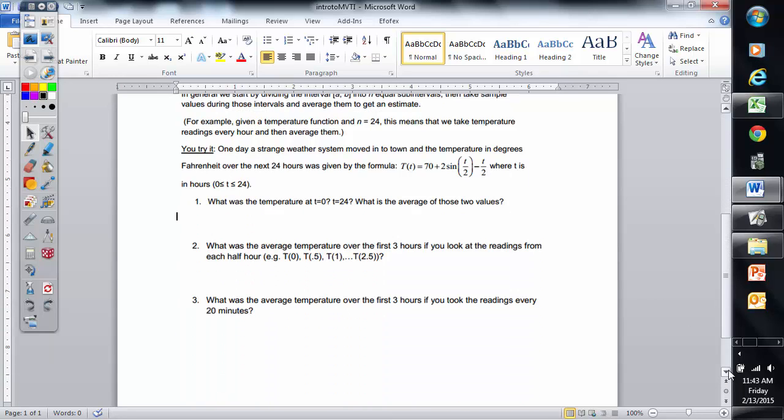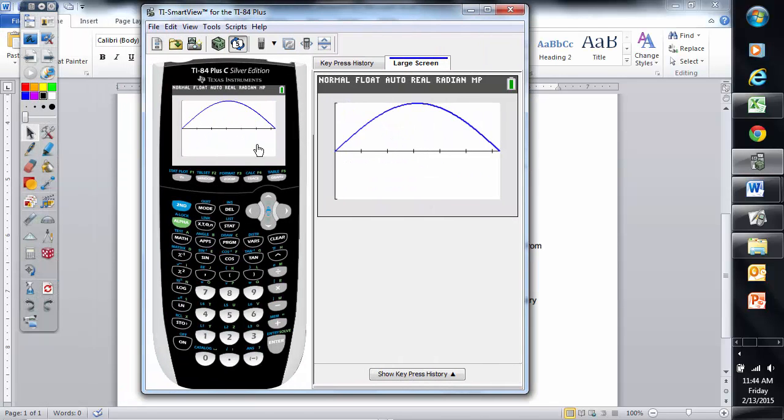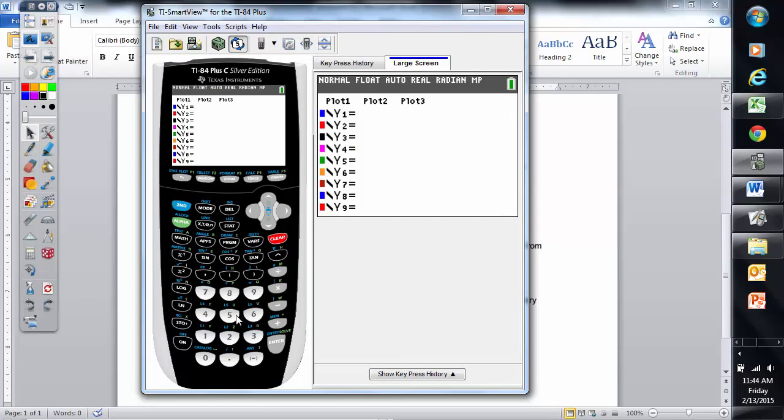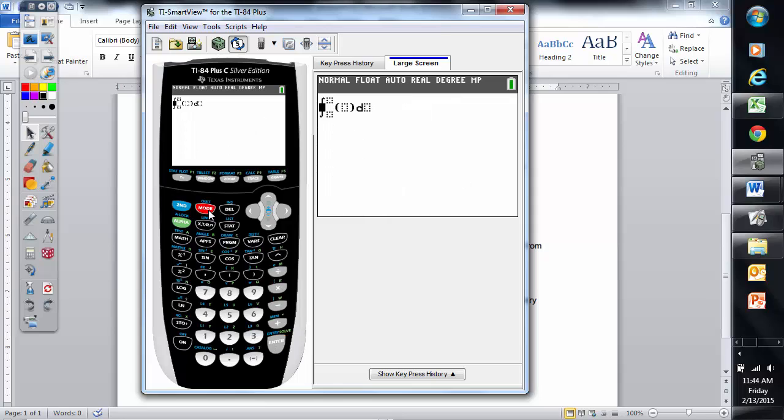And hopefully, I want to show you a really easy way to do it on the calculator, because I'm not sure you'll think of it, and it's really important that you start learning some shortcuts on the calculator. So let me show you quickly how to do this. As usual, we're going to put the function in y1 because that makes our life really easy. So we have 70 plus 2 sine of x over 2 minus x over 2. Make sure you're in degrees because it says that the temperatures are in degrees. And now I'm good. My function's in y1.